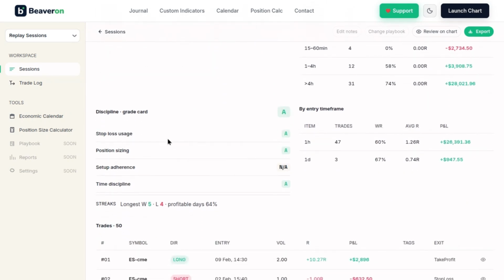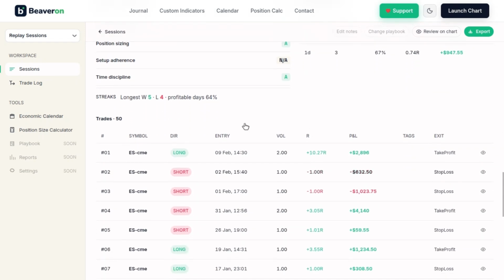So this is kind of its discipline grade card. I got an A on all of these: time discipline, position sizing, stop loss usage. By entry time frame, I did not take any entries on the daily, so I'm not exactly sure why it's saying that. But I did use the daily for take profit targets and stuff. My longest win streak is 5, longest losing streak is 4, and that's where that drawdown came from, the almost 10% drawdown.